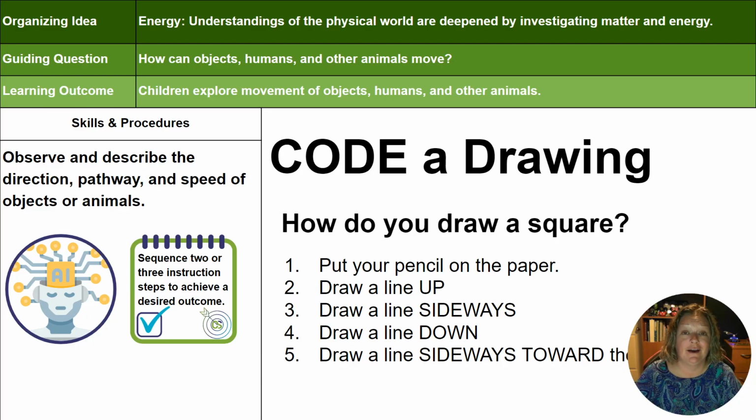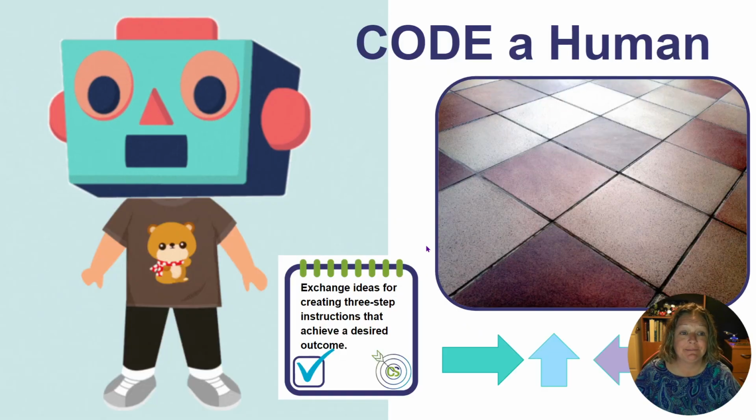So we can do an unplugged coding activity, very simple. How do you draw a square? Come up with a set of instructions for how to draw a square. And now we're definitely going beyond the 2 or 3 steps with this, which your grade 1 students are more than capable of doing. So coding a drawing, how do you draw a triangle, how do you draw a house, coming up with sets of instructions for how to draw something is going to be meeting your computer science outcomes, but also students are going to be working with this direction and pathway piece here in energy.